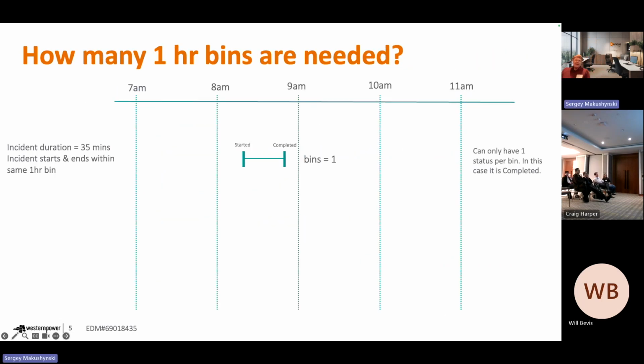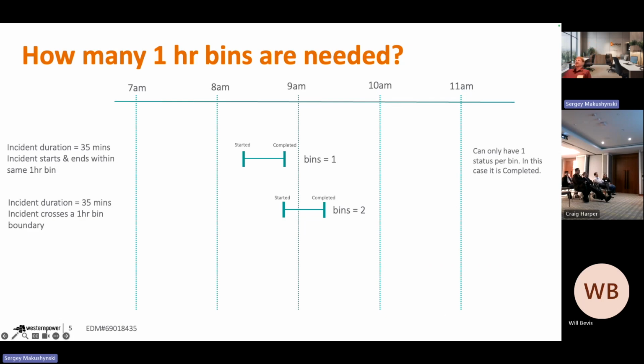So how many 1 hour bins are needed? Here's an example. It's an incident, its duration is 35 minutes. It started within a 1 hour block and it finished within the same 1 hour block. Because in the model that I used, I only allowed 1 status per 1 hour bucket, I said, well, if that's the case, then we'll just say that incident was completed. Even though it started in the same 1 hour bin and finished in the same 1 hour bin, we're just going to count it as completed.